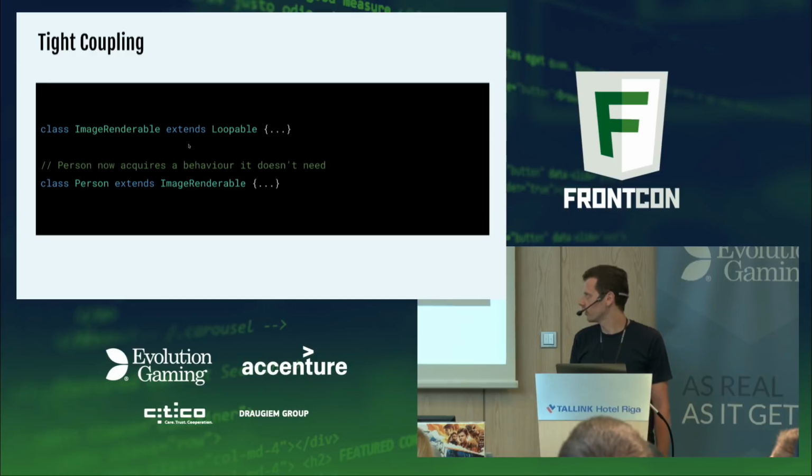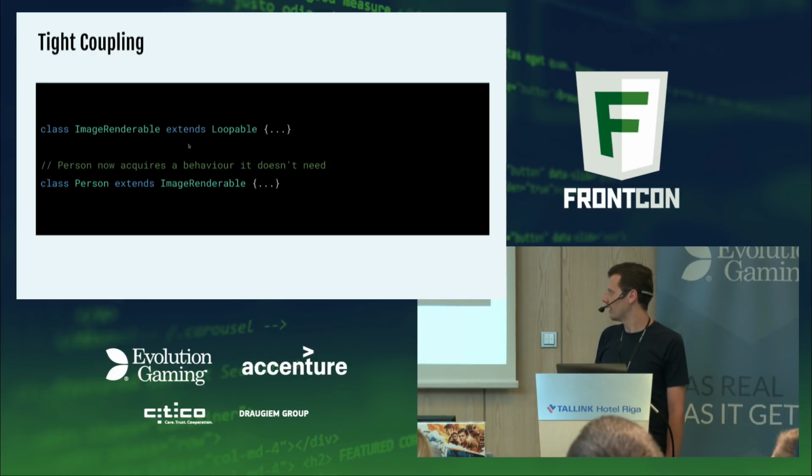So if we look at a code example, we see that image renderable extends loopable, but because person is extending from image renderable, it now acquires this behavior it doesn't need, and all of a sudden we have this inheritance graph that is a bit illogical.